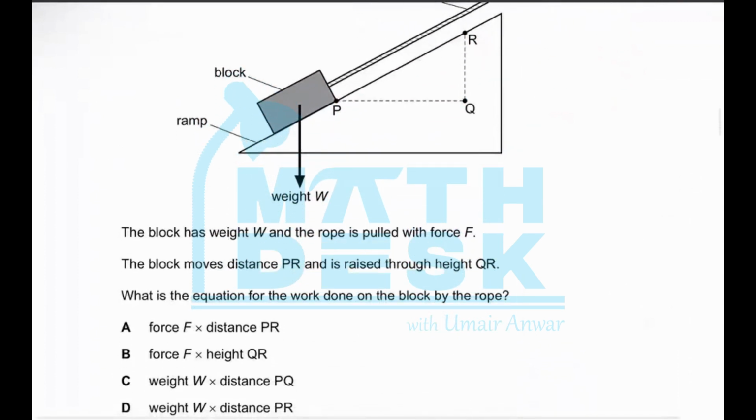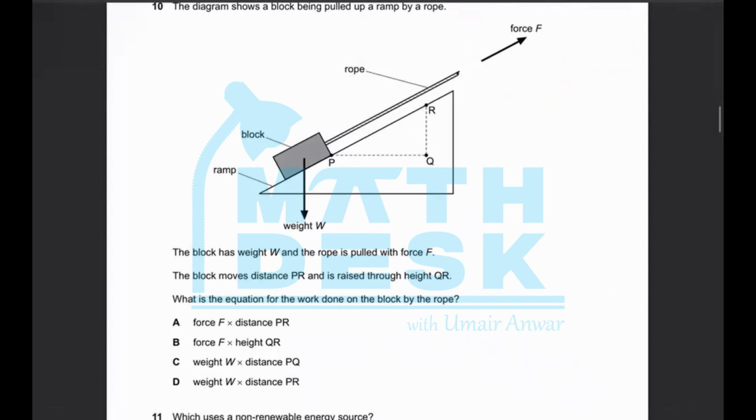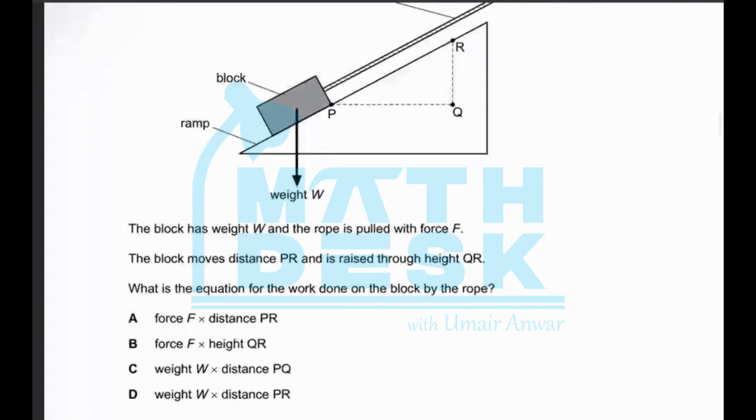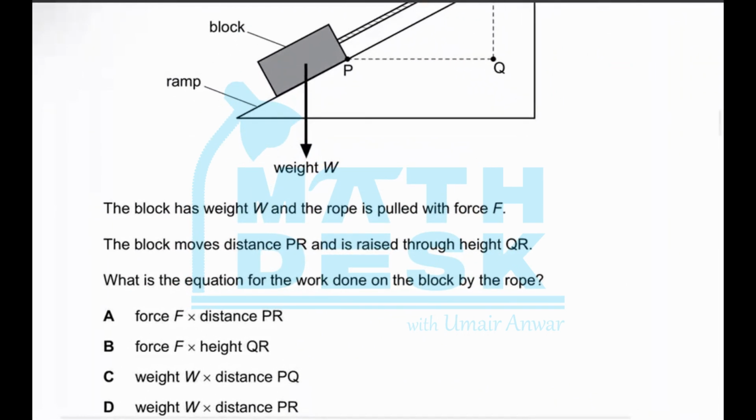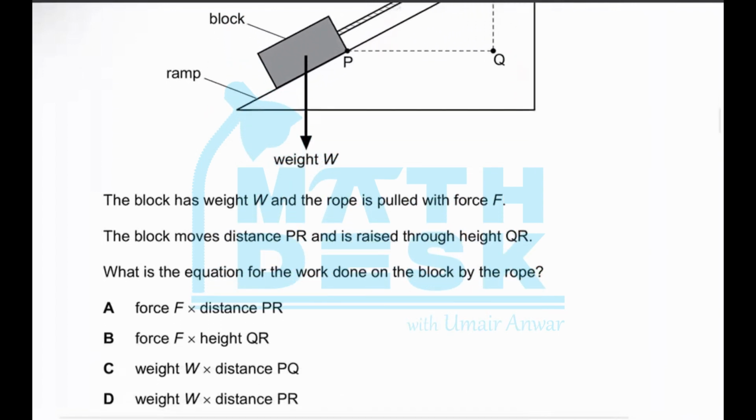This is the weight W, and the rope is pulled with force F. That force was being shown over here. The block moves distance PR and is raised through the height of QR. So this was the distance being covered by the block, and this is the height being gained by the block. What is the equation for the work done on the block by the rope?